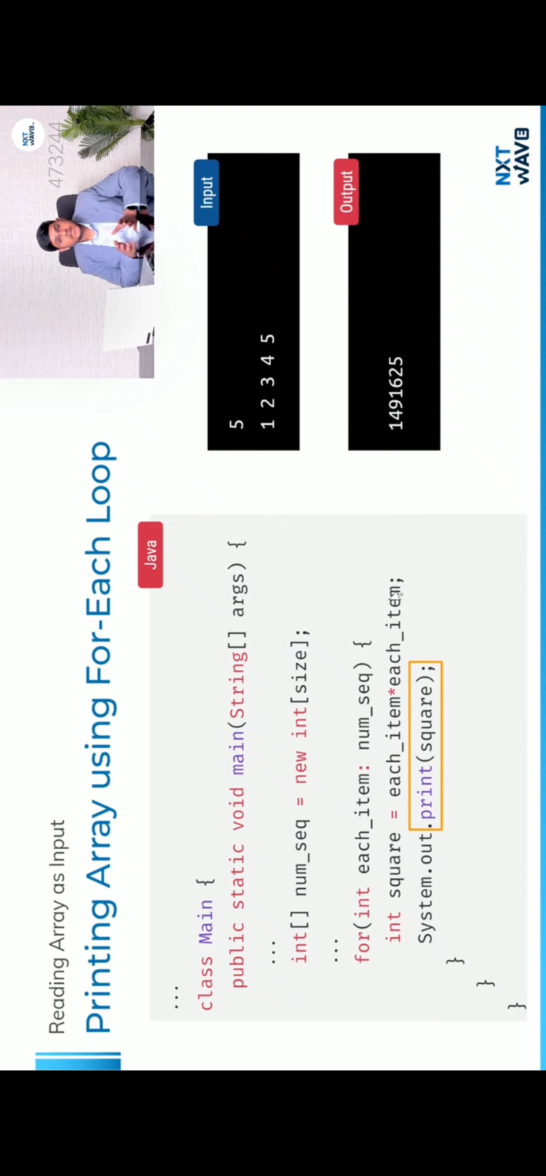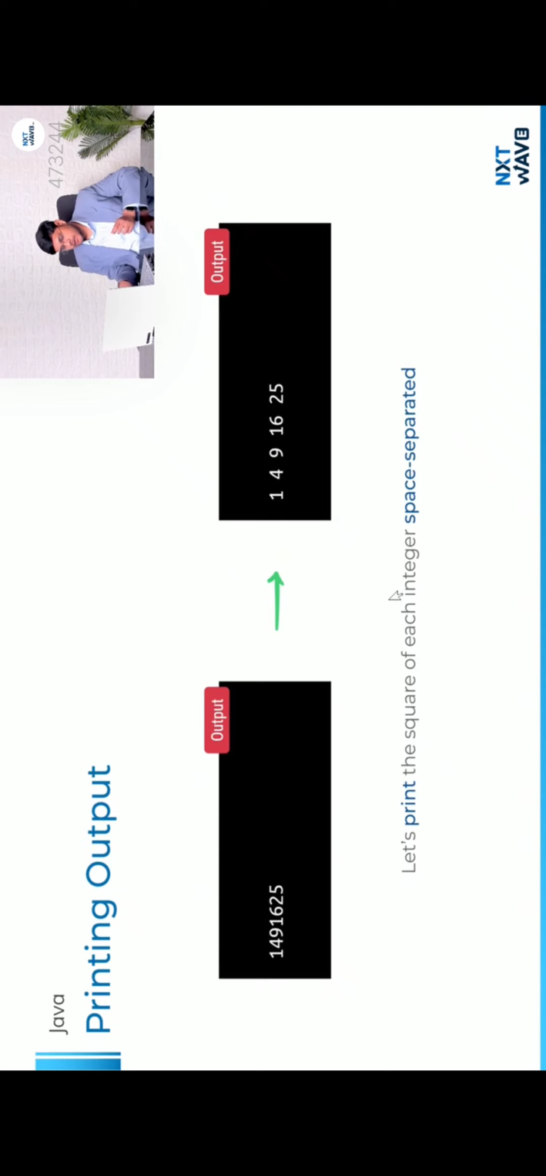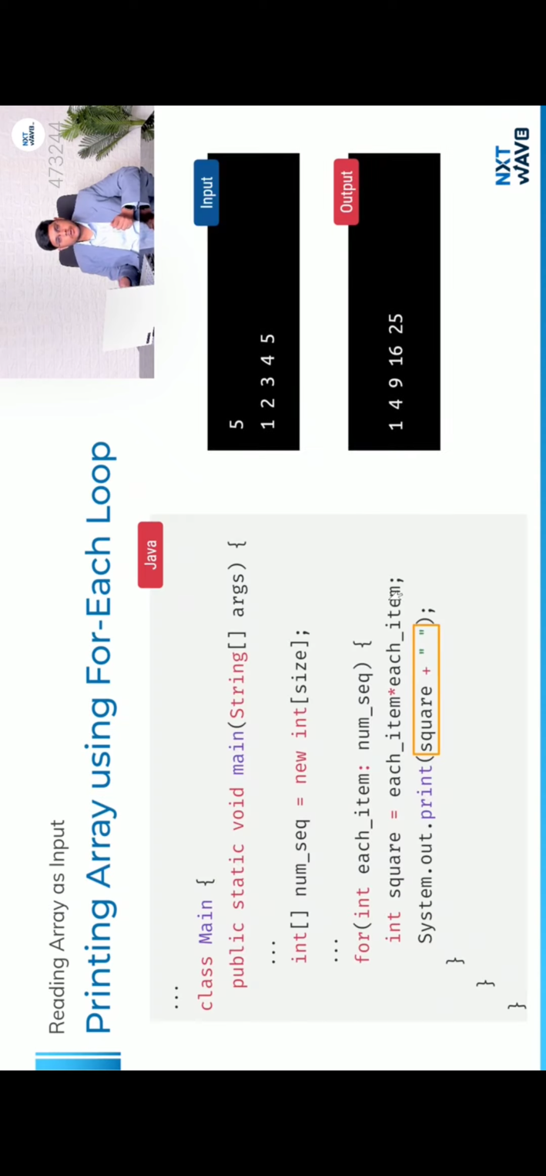So how do we create space between each of the outputs? To create the space, whenever we are printing the square of the number, we'll also add an extra space. So we'll concatenate the square of the number with an extra space. That will give the desired output that we want.